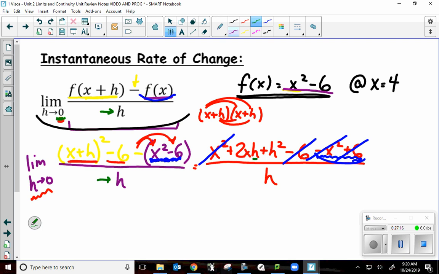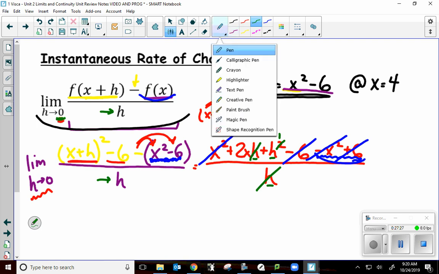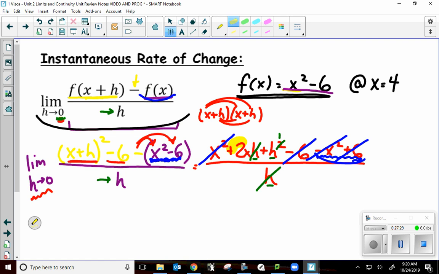If everything has an h, I can cancel one h out of everything. Boom, gone. Instead of h to the 2, that's h to the power of 1. There was an h to the 1 here. Boom, that's also gone. What do I have left? 2x plus h. That's it. 2x plus h.